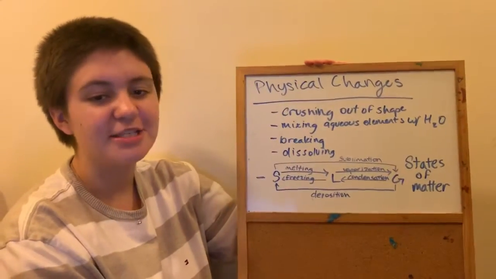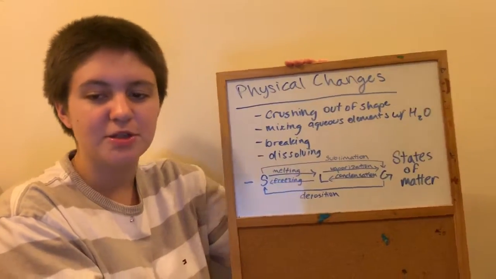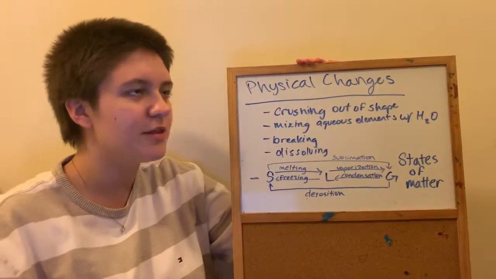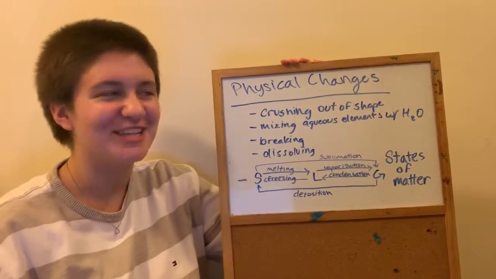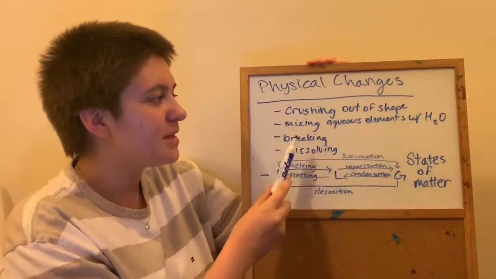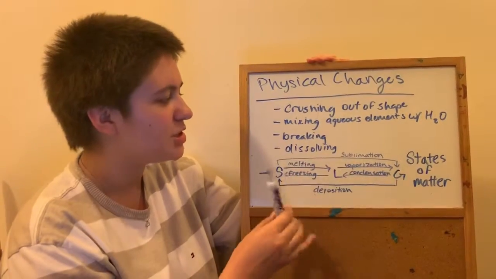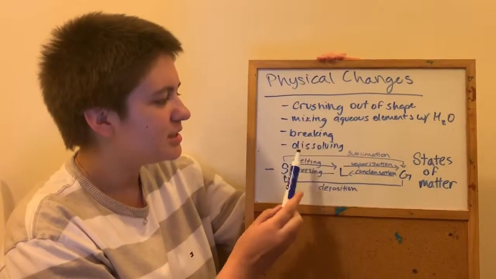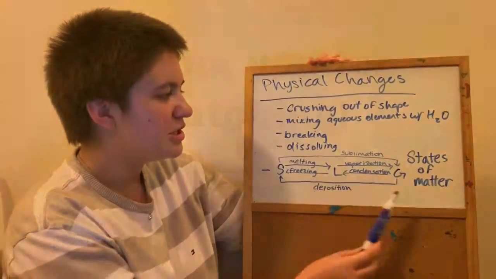A physical change is a type of change in which the form is altered, but the substance isn't transferred into another substance, which would be a chemical change. Some physical changes would be crushing something out of shape, mixing an aqueous element with H2O, breaking it, dissolving it, or changing the state of matter.